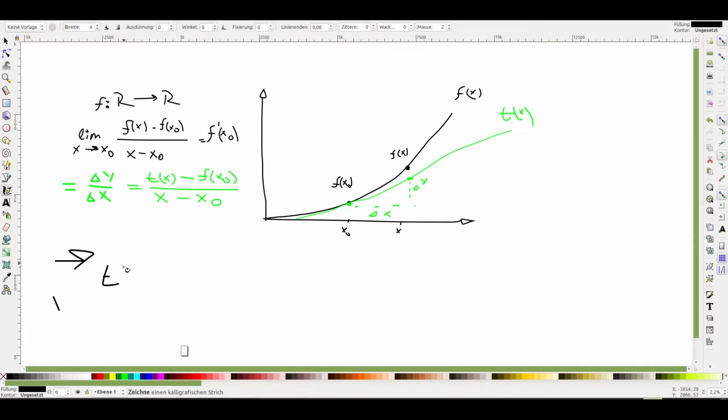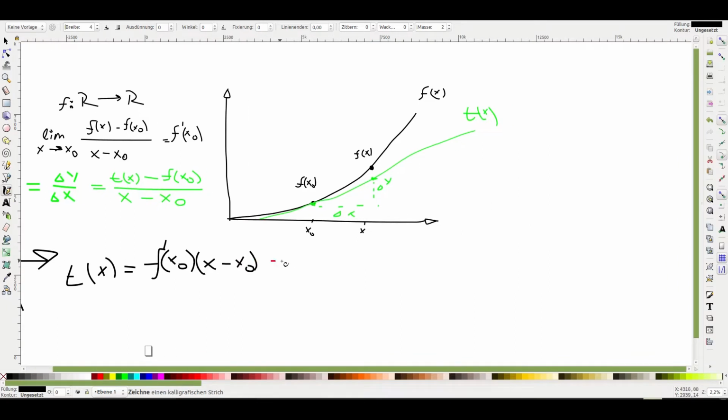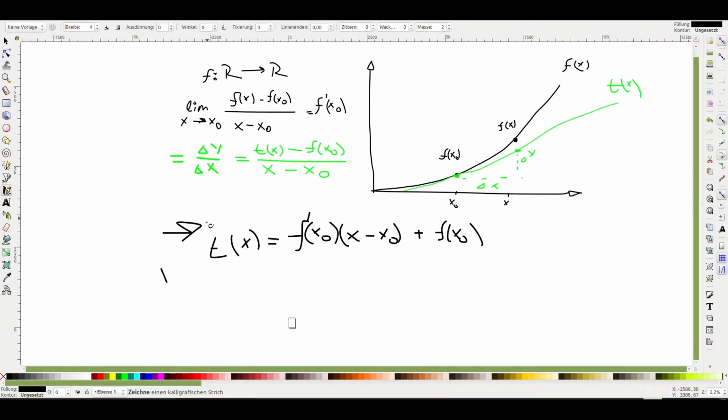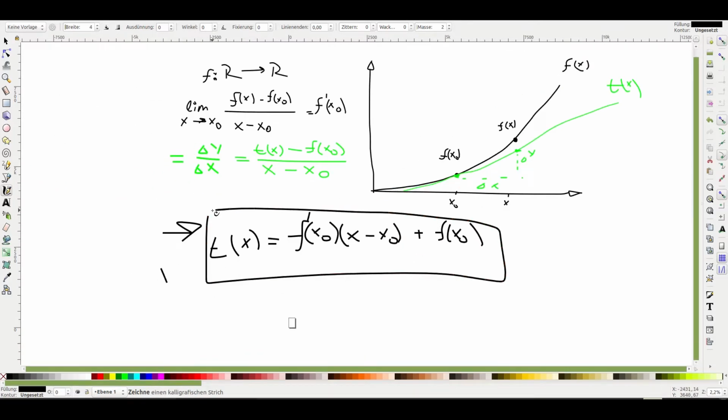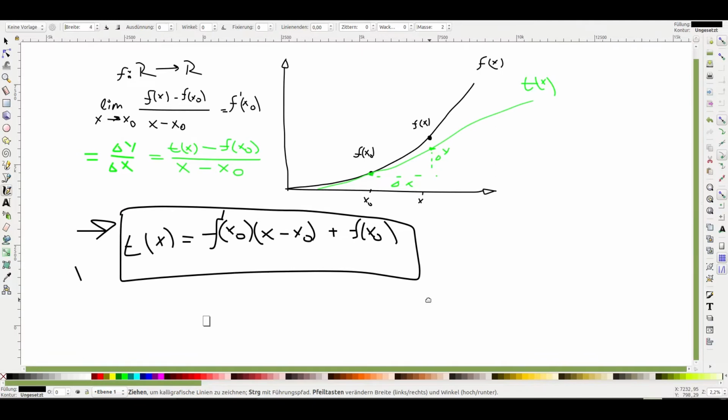So it would be t of x equals the first derivative of f in x0 times x minus x0 plus f of x0. This expression now gives us the equation for a tangent line.